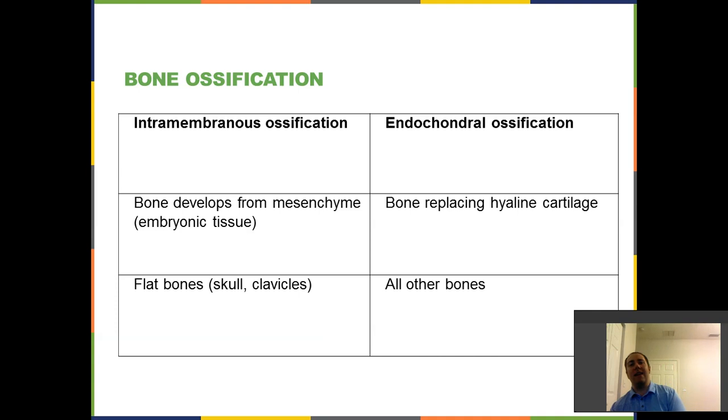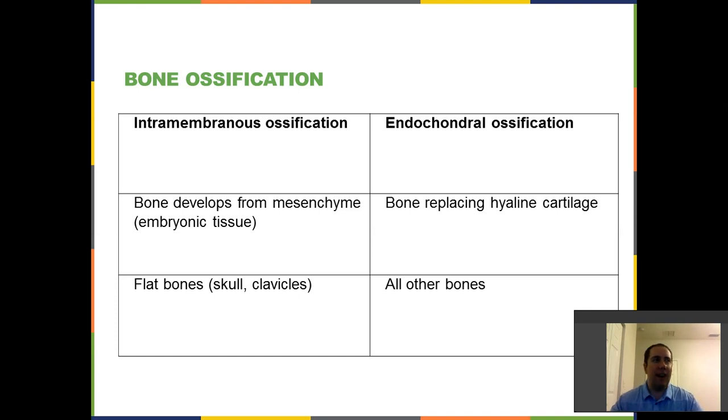So the next thing we talk about is how we make bone. There are two primary types of bone manufacturing. The process of making bone is called ossification. We have intramembranous ossification and we have endochondral ossification. The primary type of bone growth is going to be the endochondral. The endochondral is the easier one to understand. This is the one that's going to happen at the growth plates.